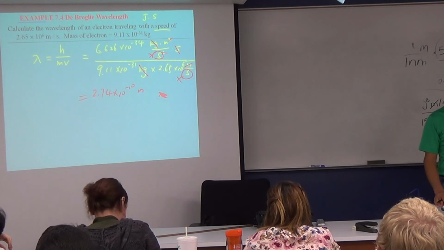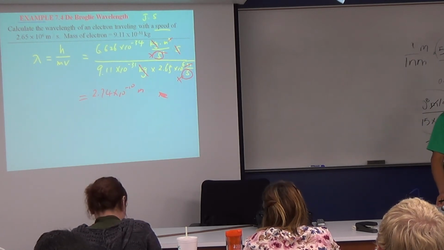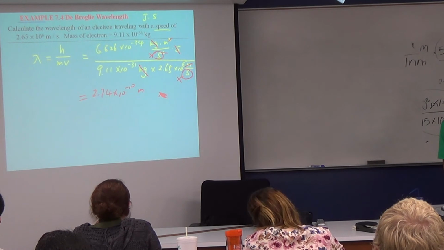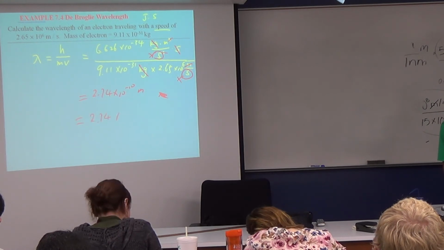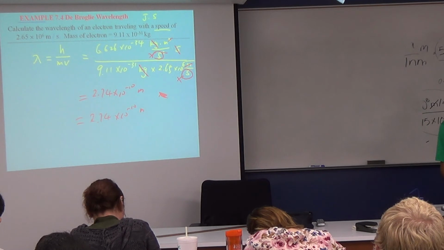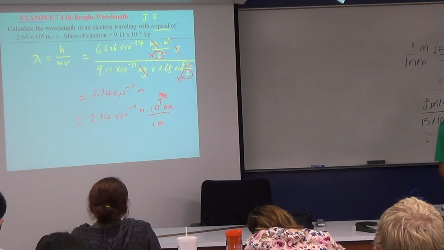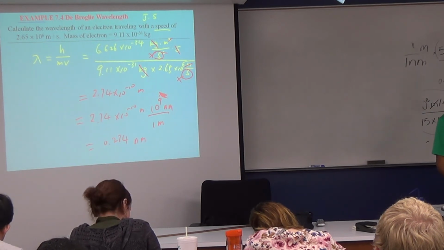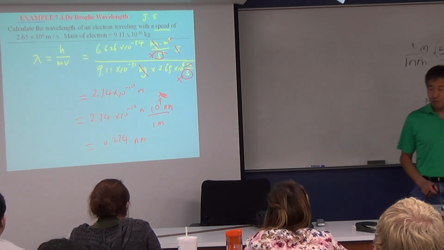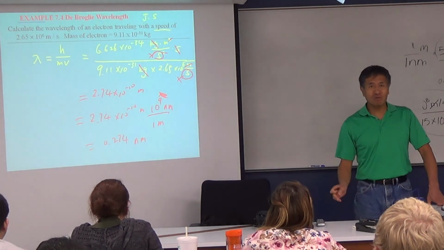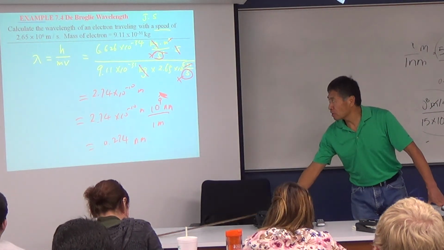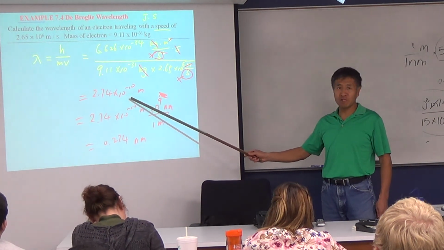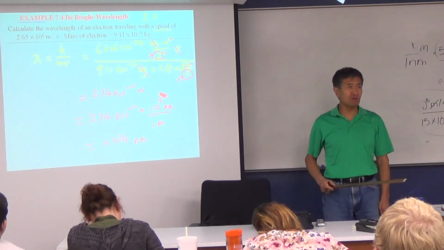So you can convert it into nanometers and so on. You can take 2.74 times 10 to the negative 10 meters. Every 1 meter has 10 to the 9 nanometers, so therefore you have 0.274 nanometers. And this wavelength is obviously a very small wavelength, on the order of 10 to the negative 10 meters, very, very small.